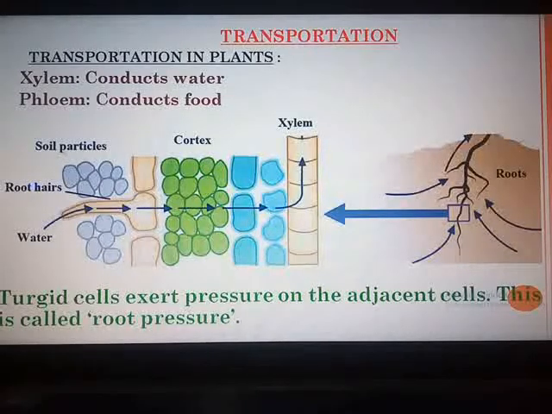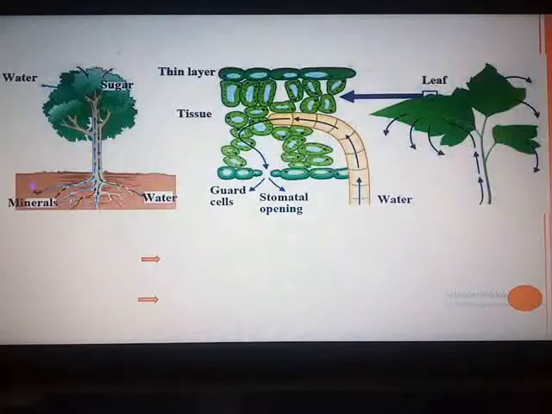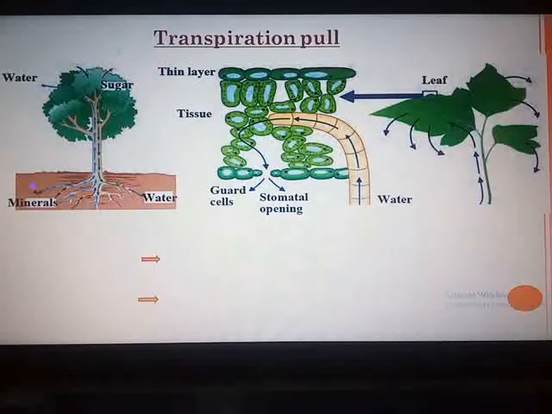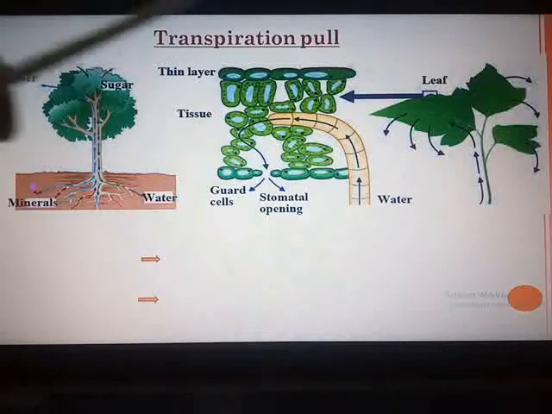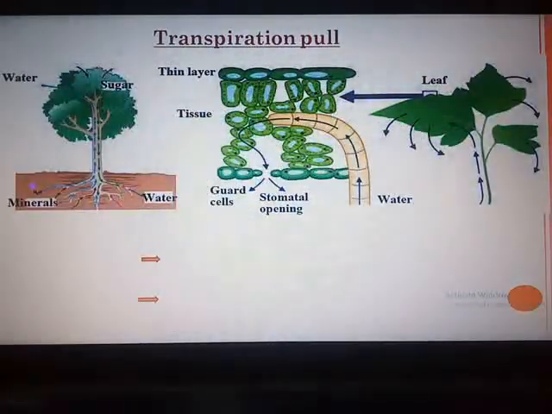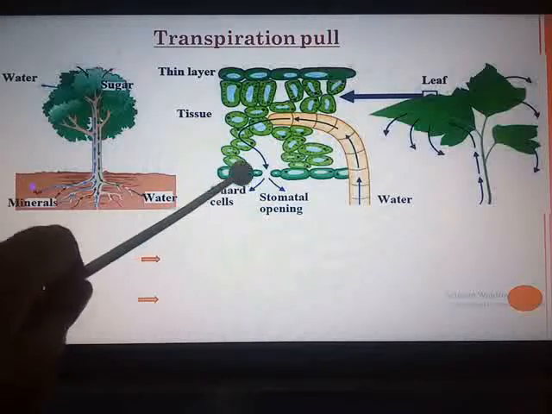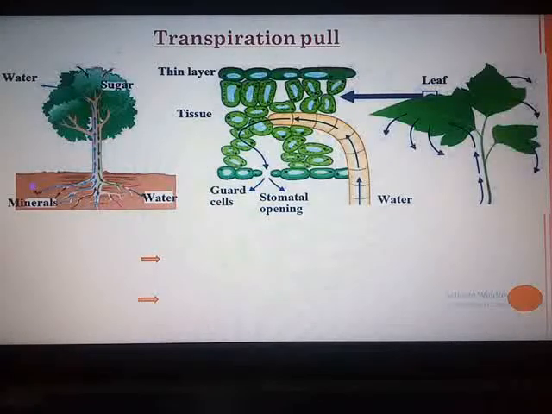Next is transpiration pull. You all know that plants give out water in the form of vapor through the stomata which are present on their leaves. These are the leaves. The small openings on the leaves are known as stomata, and plants give out water in the form of vapor through the stomata. Now two cells called the guard cells are present around the stomata. You can see the guard cells. These cells control the opening and closing of the stomata.